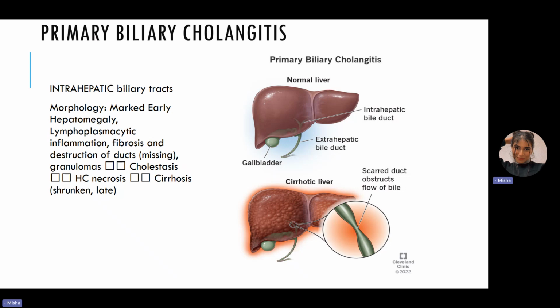Morphology is that there's actually a marked early hepatomegaly. Remember, morphology is very important: lymphoplasmacytic inflammation, fibrosis, and destruction of the duct. So the ducts are kind of missing, and we can see granulomas, which lead to cholestasis, which leads to hepatocellular necrosis, which leads to cirrhosis. When we have cirrhosis, we know that the liver looks shrunken, and this normally occurs in the late stages.